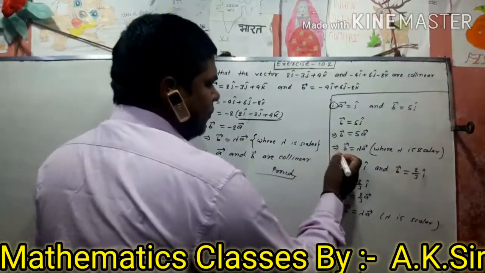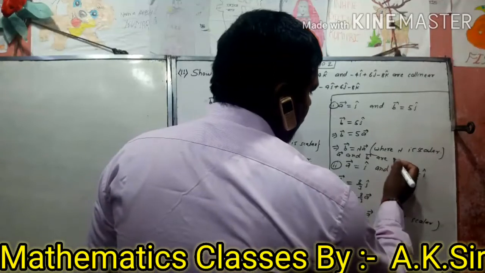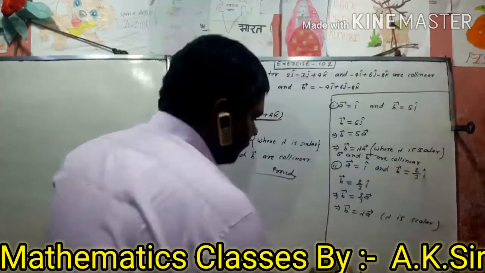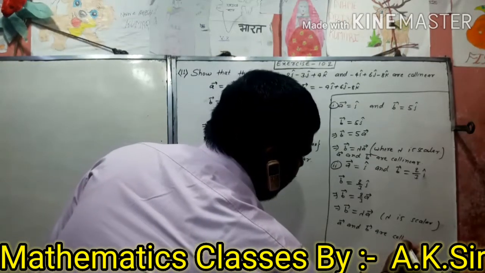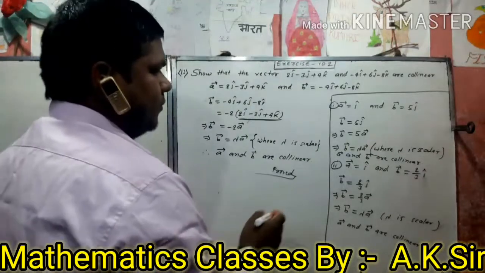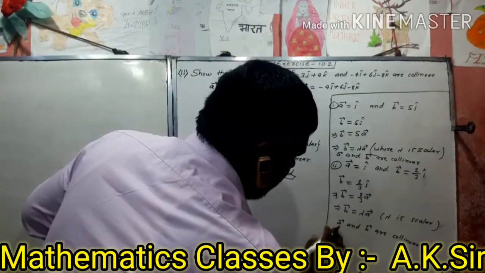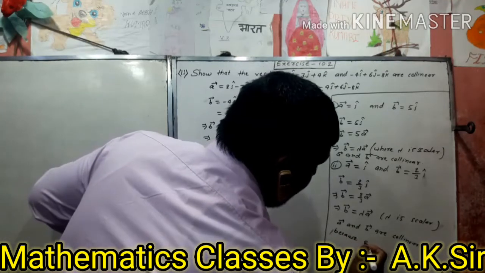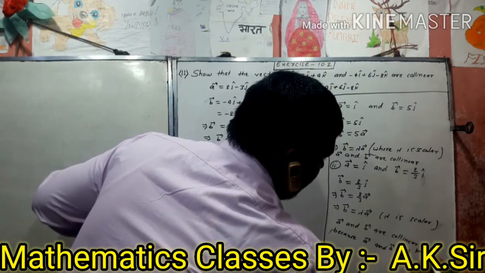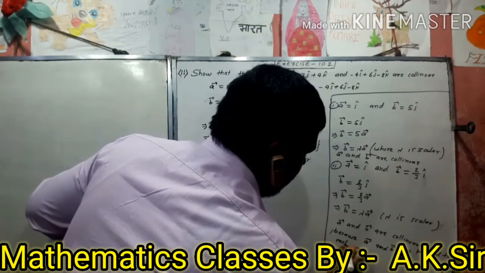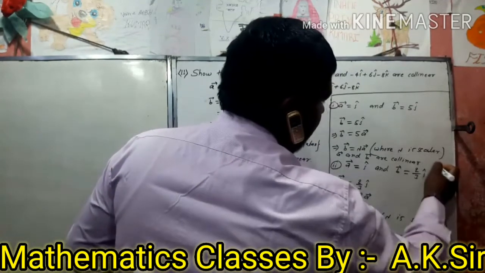Here also A and B are collinear, because A and B are parallel to each other.